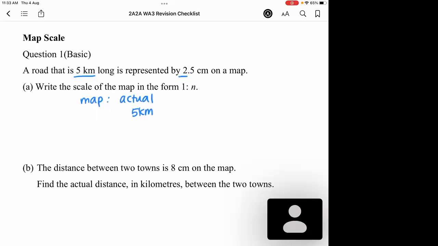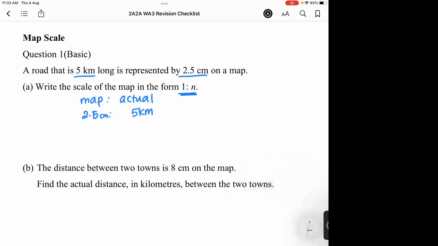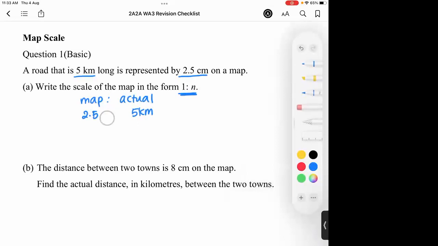Then it is represented by 2.5 cm on the map. So this one, the 2.5 cm is the one on the map. Correct? Before we begin, are they the same units? We want the ratio 1:n, correct? They are not the same units, right? So we need to change the units. I need to change this one from 5 kilometers into cm.